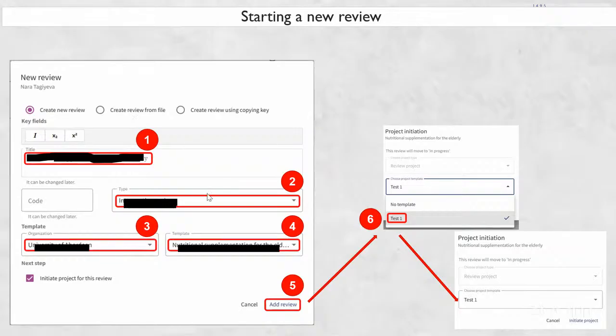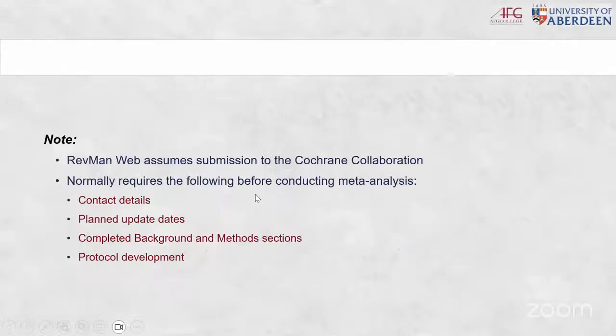Okay, so we're here in the first part. So after writing the title of your study and then the type of your study, which will be mostly intervention, and the organization name, and then the template, which will be the same as the title name. Okay, and go next.